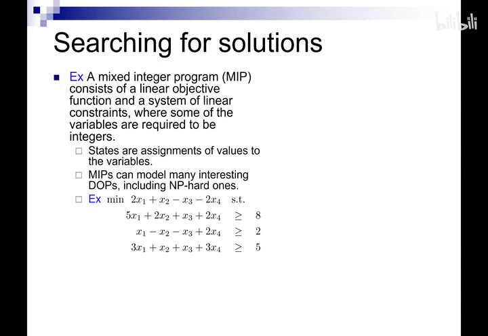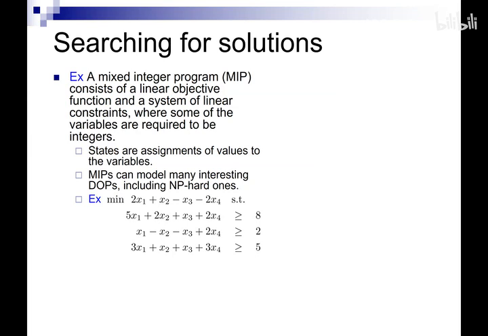These variables have to satisfy these constraints. If we don't put any restrictions on the variables, so if we allow the variables to be arbitrary real numbers, positive or negative, then this is a linear programming problem. However, for the mixed integer program, we require that some of these variables have to be integers.